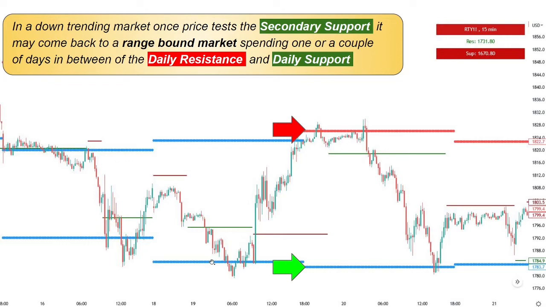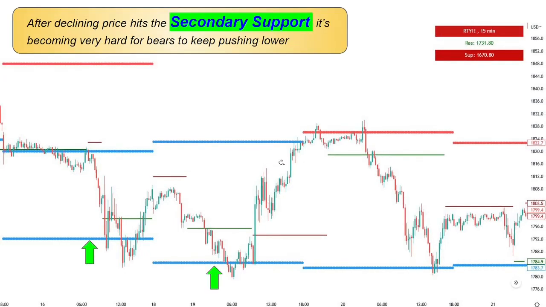Again, when price reaches the secondary support, that means it's clear for all participants that the market gets oversold. And when the market gets oversold, it does not necessarily mean that it will turn back up and start to rally. Normally what happens is that price starts to consolidate, to spend some time letting market participants accommodate to new price levels. They kind of mentally accept those new price levels, and this is why on the chart you can see that two downtrending days were followed by a range-bound day when price spent a day in between of the daily resistance and daily support.